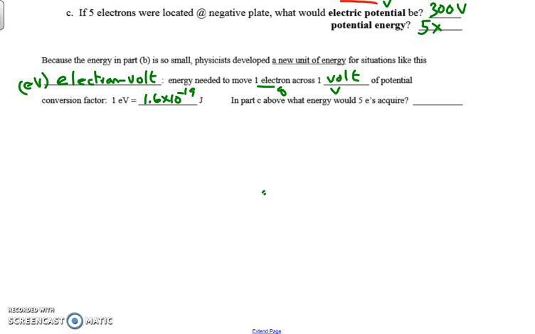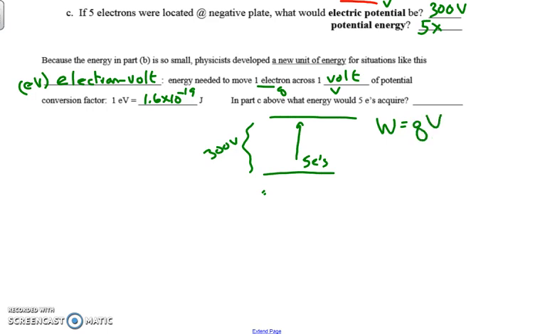So let's go back to the problem. We have a voltage of 300 volts across here. We're putting 5 e's, and they're going to accelerate across. And we said that the amount of energy they gain, I'm going to call that W now, is Q times V. Well, we could put in the number of coulombs this is, but when we're using the electron volt as our energy unit, we can make it simpler. We can just say their Q is 5 e's, and it's going across 300 volts. So our energy is 1,500 electron volts.